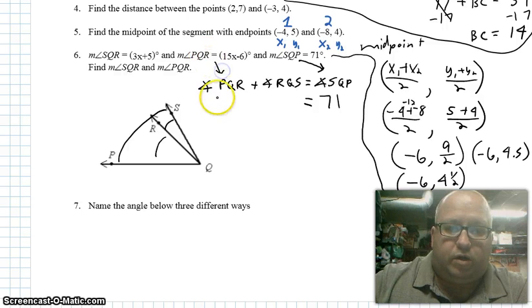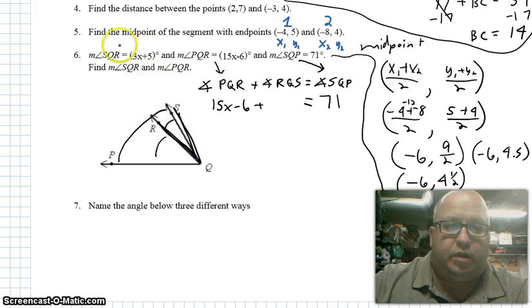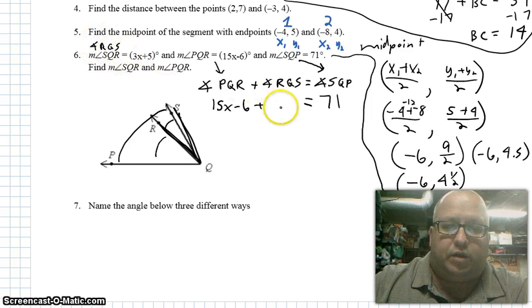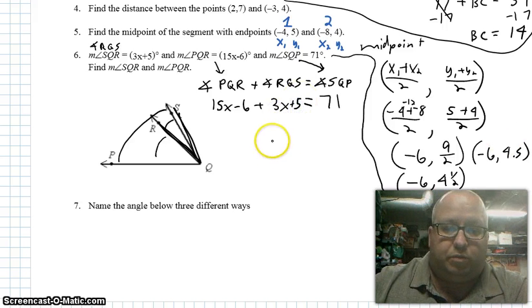PQR is right there. It's 15x minus 6. And RQS, you have to recognize that RQS or SQR is the same thing. So this could have been named RQS as well. So I can put that value right here, 3x plus 5. And this doesn't look too bad. Combine like terms and solve it.